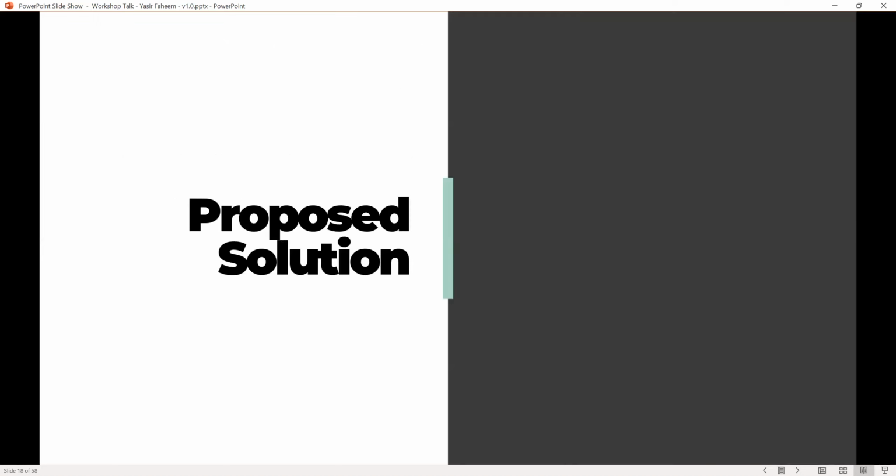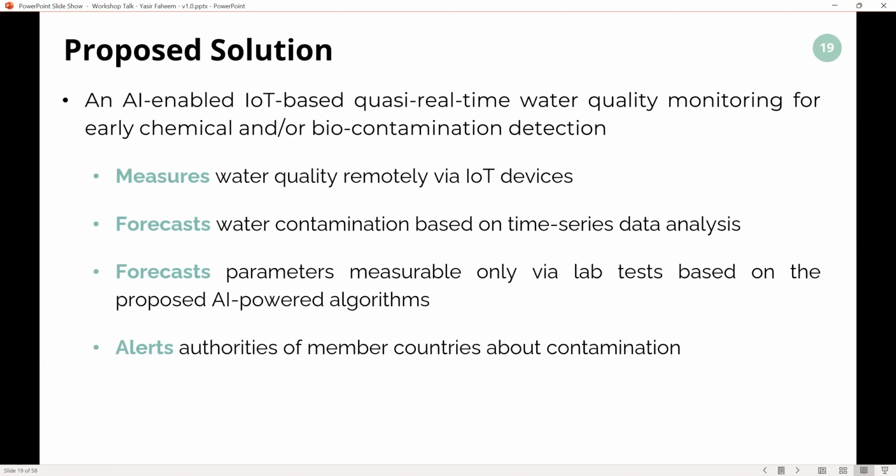So now, after discussing the problem, we come to the solution we are proposing. We propose to develop an AI-enabled, IoT-based, quasi-real-time water quality monitoring system for early chemical or bio-contamination detection. What's the aim? The developed system is going to measure water quality remotely via IoT devices.